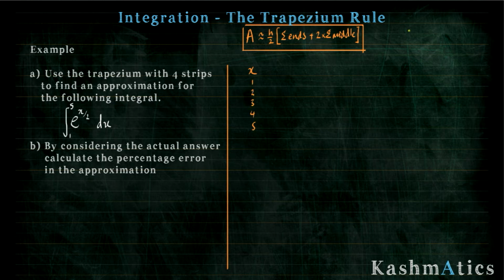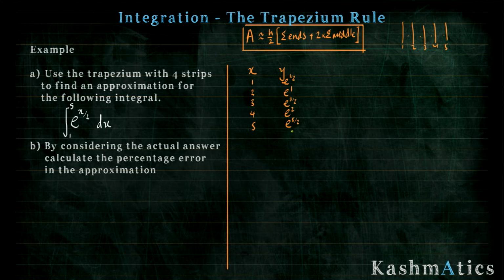Okay, remember that's going to give us 4 strips, so if I just draw those here, you've got 1, 2, 3, 4, 5. Okay, so 1, 2, 3, 4 strips. So these are our ordinates, these are our x values, and what I do then is work out the corresponding y value. So e to the half x, so e to the half in this case, and e to the 1 over here. This will be e to the 3 over 2, e to the 2, and e to the 5 over 2. Remember, it's e to the half x.